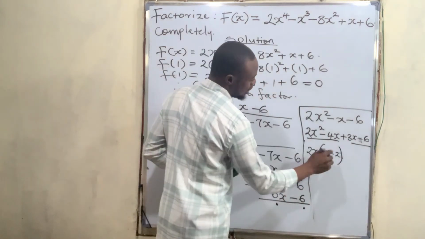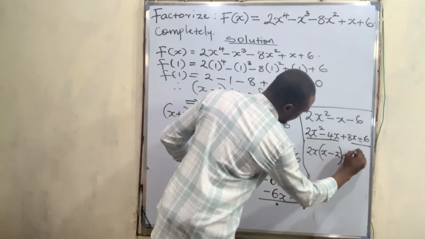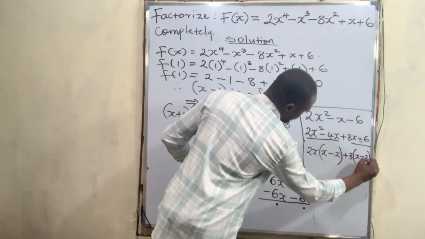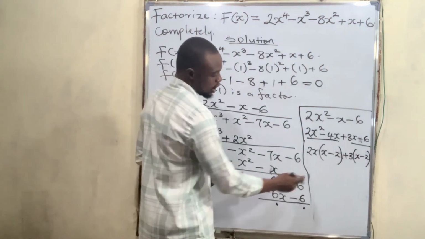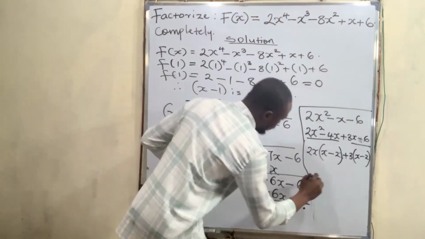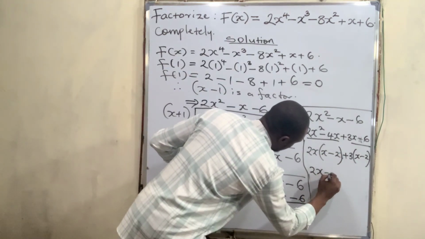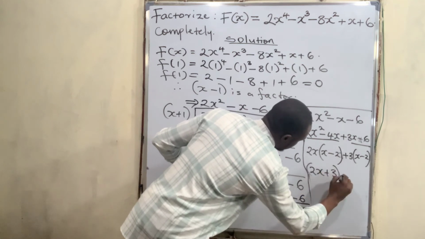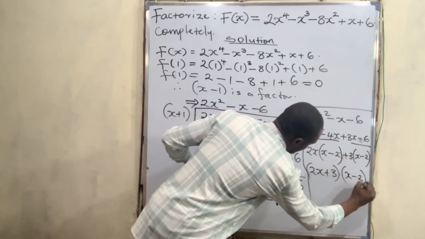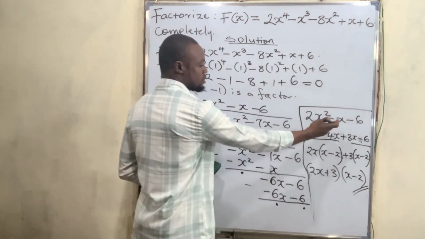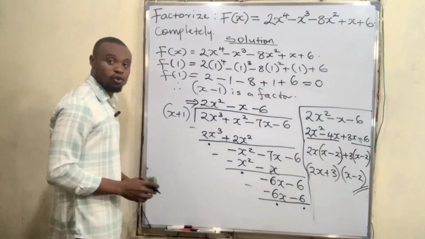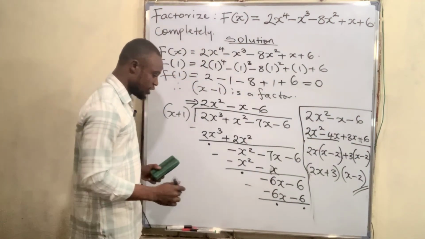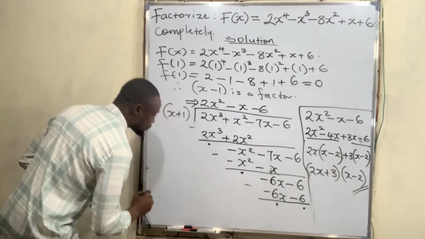And here, what is common here is what? 3. So we have a plus 3, open bracket, x minus what? 2, close bracket. If we bring the terms that are outside the bracket, we now have what? 2x plus 3 in bracket, and again x minus what? 2 in bracket. So this is the factorization of this quadratic expression.